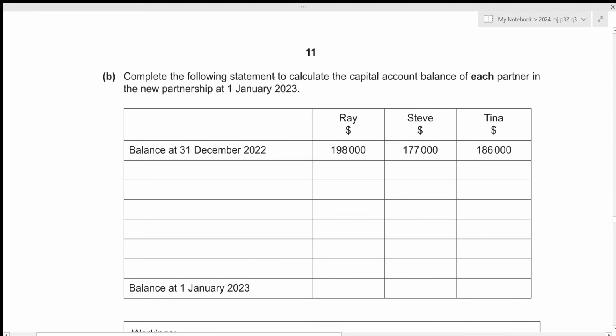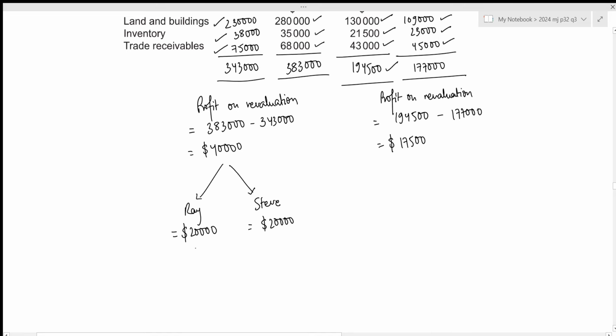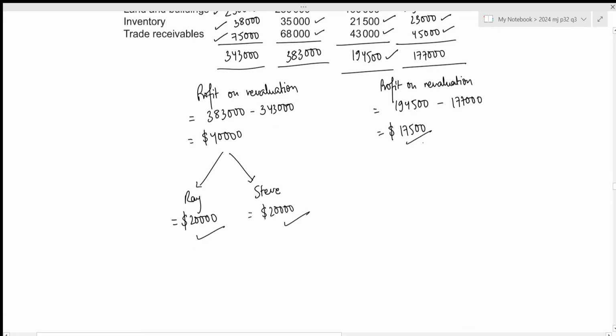We now need to complete the following statement to calculate the capital account balance of each partner in the new partnership at 1st January 2023. In order to calculate the balance in the new partnership, we just need to adjust for goodwill and the profit or loss on revaluation. The first thing we can do is add the profit on revaluation. If it was a loss on revaluation, we would subtract it. So we've already calculated the amount. For Ray and Steve, that will be 20,000 each, and for Tina, that will be 17,500.